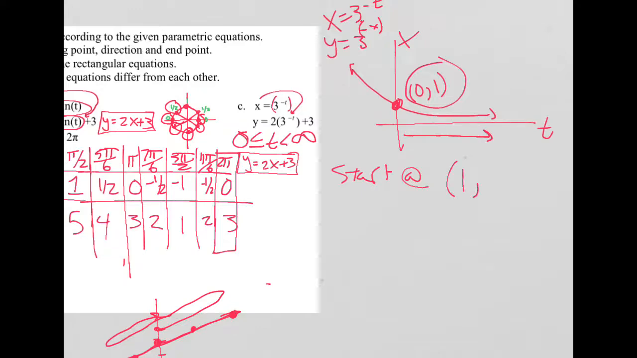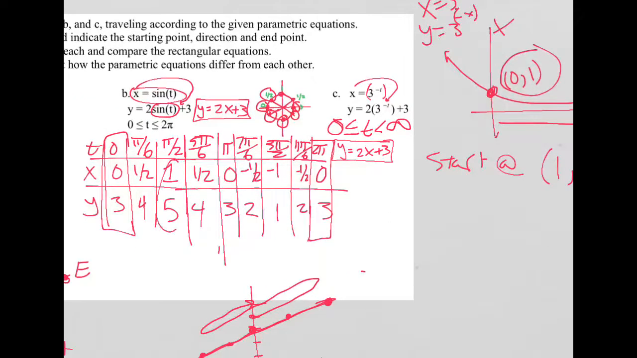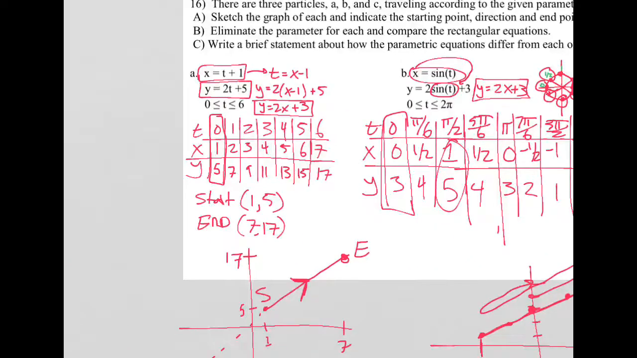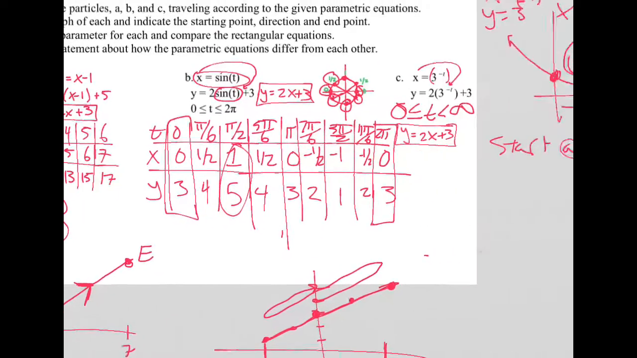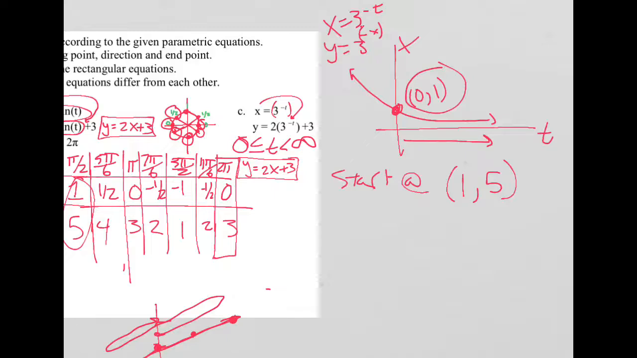What's the y coordinate? We'll plug it into our equation. 2 times 1 is 2, plus 3 is 5. That should mesh up with this point right there. And do we have it over here? Yep, we have it right there as well. 1 comma 5 happens to be our starting point now.